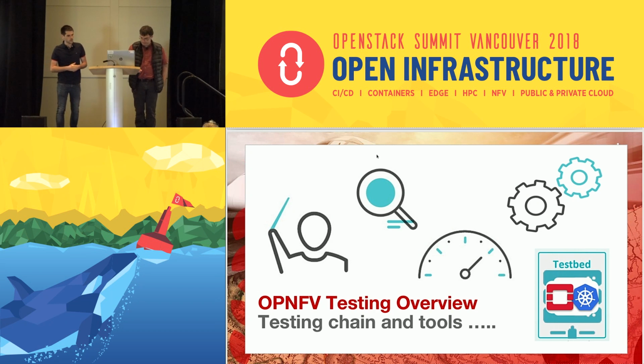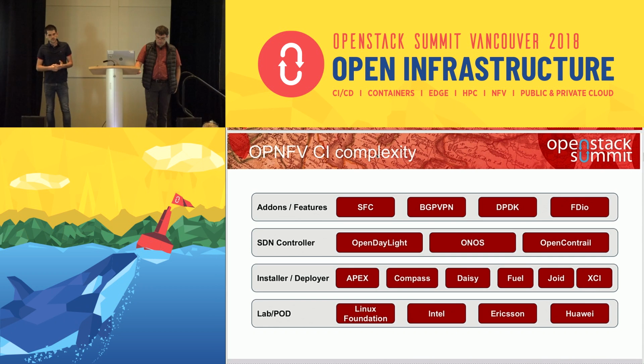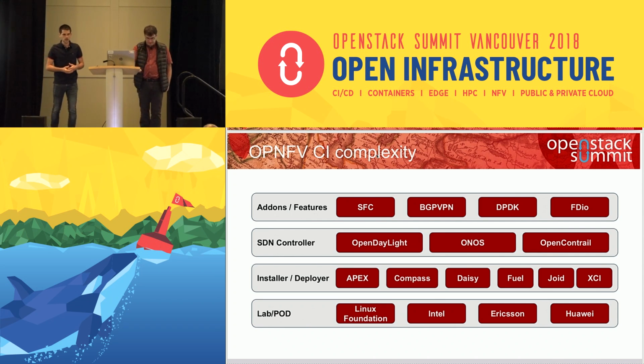So, OPNFV testing overview. OPNFV CI complexity is really complex. We have some add-on features, for example service function chaining, BGP VPN, DPDK, FD.io. So we have different kinds of features. We can also have an SDN controller.